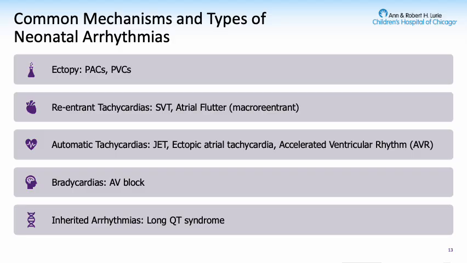And the reason this matters, reentrant versus automatic, is that it speaks to the management of those arrhythmias. And I'll get to that a little bit later. But when you can put arrhythmias into buckets, it helps with management. And it helps with understanding mechanistically how things are happening and why they're happening. Bradycardias, we're going to talk about AV block. And then we also already mentioned that in long QT syndrome, you can also have bradycardia. And then in inherited arrhythmias, we'll talk a little bit about long QT syndrome in general.